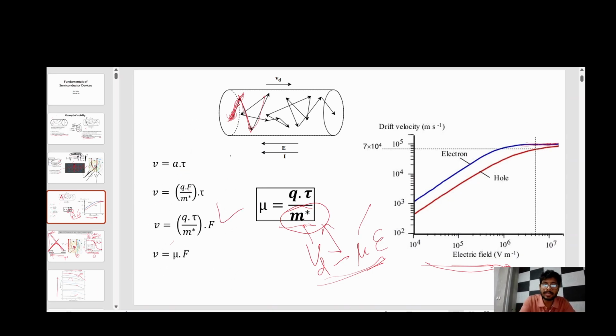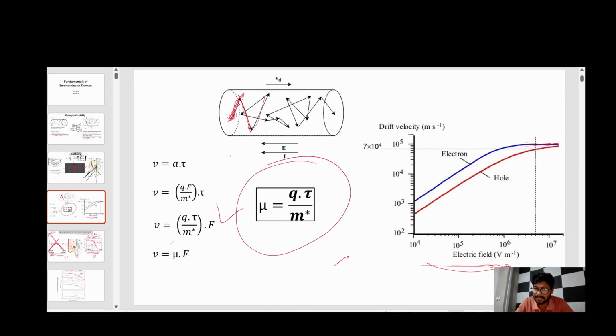Okay, this is the formula that we have derived, and you can check this one. This is the mobility formula, and this is the direct relation: V is equal to mu E. E is the electric field, mu is the mobility, and V is the drift velocity of the electron or hole, and mu is the mobility associated with that, which you can calculate.